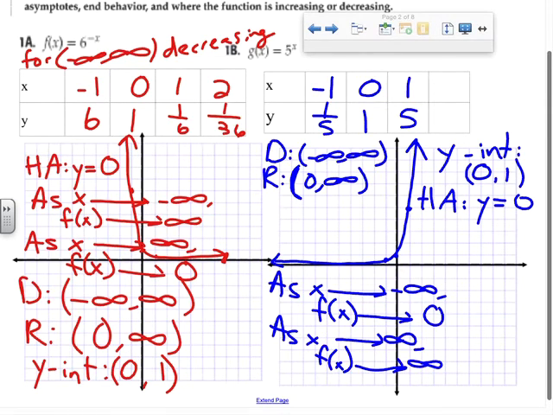And then finally, for the interval negative infinity to positive infinity, it is increasing.